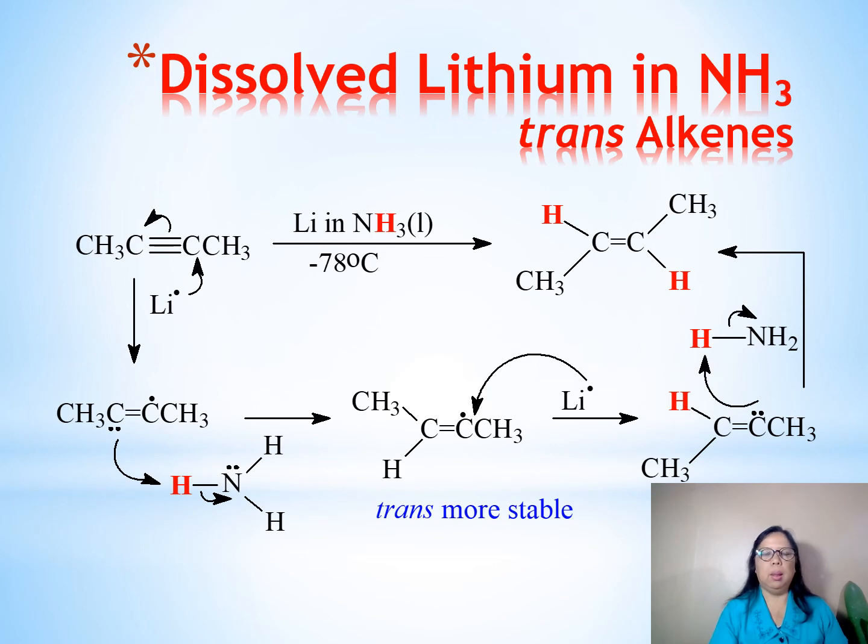And then you have also dissolved lithium in ammonia. So here is your triple bond. The addition of lithium in ammonia will first lead to double CC bond, and then this will result to the removal of some electrons here, resulting also to a single CC bond.